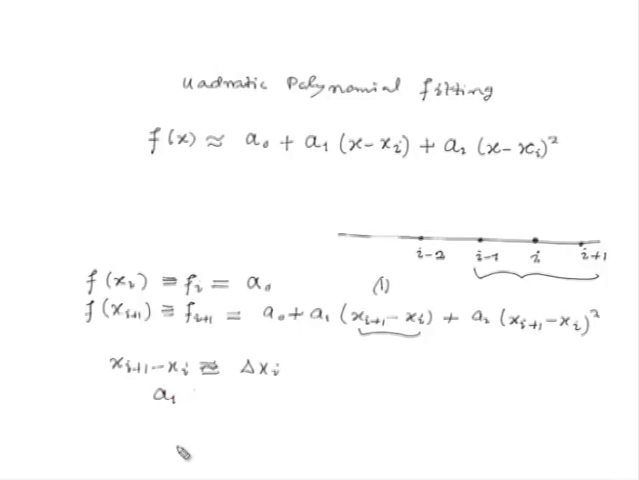a1 times delta xi plus a2 times delta xi squared is equal to fi plus 1 minus fi, where we have substituted the values for a0. a0 is equal to f of i.